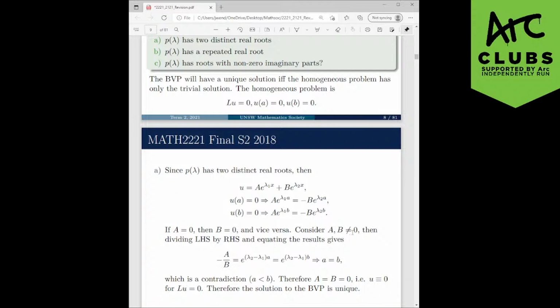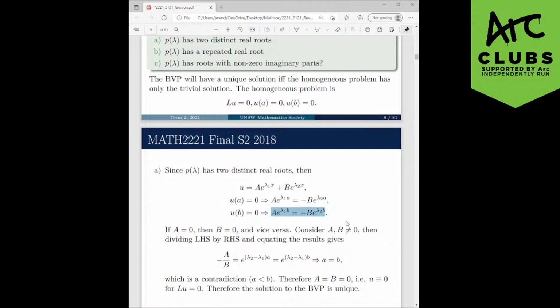Considering capital A and B both not equaling 0, then what you can do is you can take left-hand side, divide by this right-hand side, negative B over here, you'll get A over negative B. And then the exponentials, once you divide them over, you have e to the power of lambda 2 minus lambda 1 a.